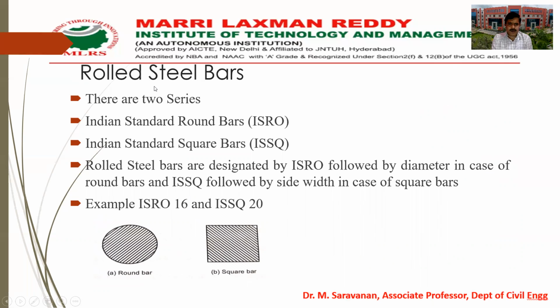And rolled steel bars. There are 2 series in rolled steel bars: Indian Standard Round bars, ISRO, and Indian Standard Square bars, ISSQ. Rolled steel bars are designated by ISRO followed by the diameter in the case of round bars, and ISSQ followed by the side width in the case of square bars. For example, ISRO 16 means a 16 mm diameter bar, and ISSQ 20 means 20 mm width, any one dimension.